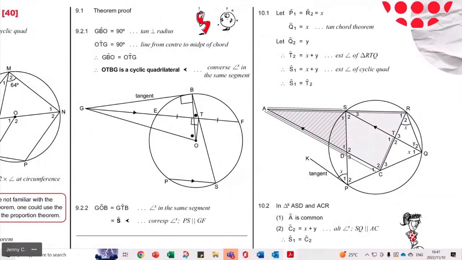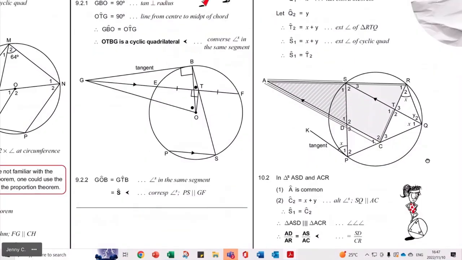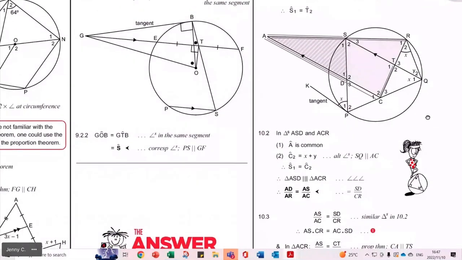10.2, they did not give you which triangles you had to prove similar. However, from the ratios, it was fairly easy to see, and to prove the two triangles similar was not very difficult either. You did have to do a little bit of working to get the second angle, but angle A was common, so that was fine. And the ratio dropped out very easily from the similar triangles.